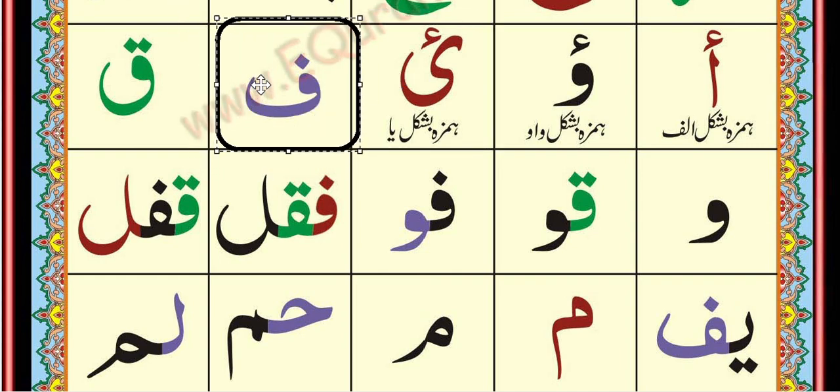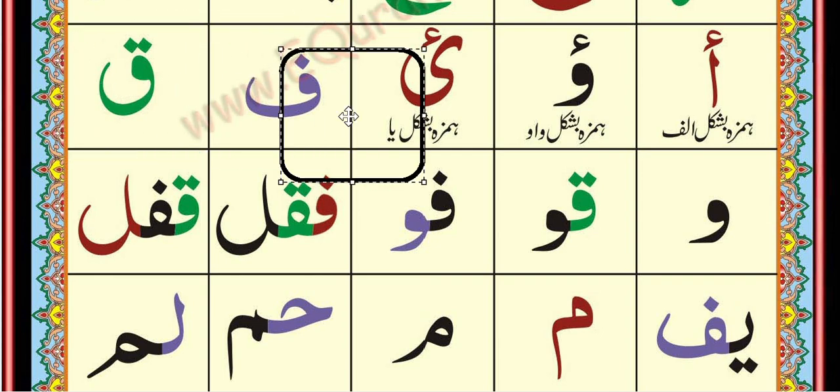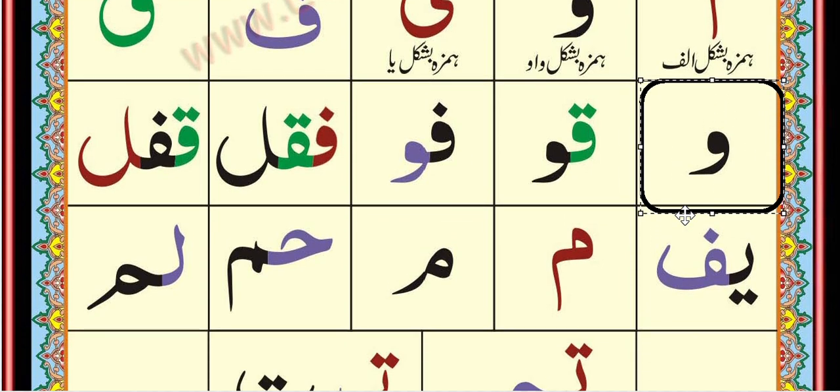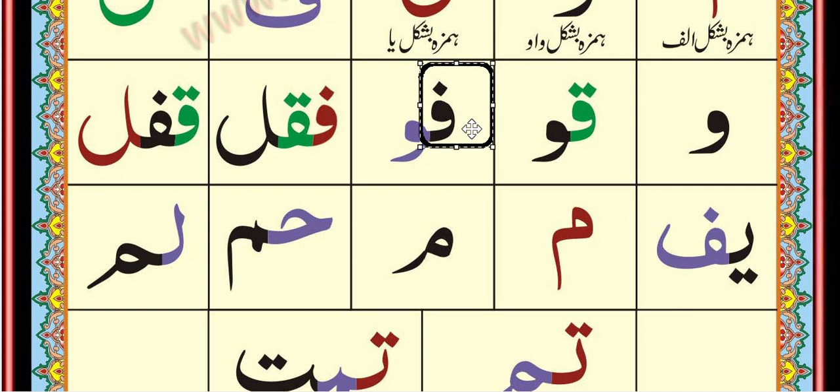Next one is Fa, Qaf, Wow, Qaf, Wa. Look at that shape of Qaf. This is the Qaf shape. Okay, look at the next one, the same shape, just one dot here. If you have one dot here, it becomes Fa. If you have two dots here, it becomes Qaf. Okay, right? This is the Qaf shape, and if you look in the middle, again this is the Qaf shape.